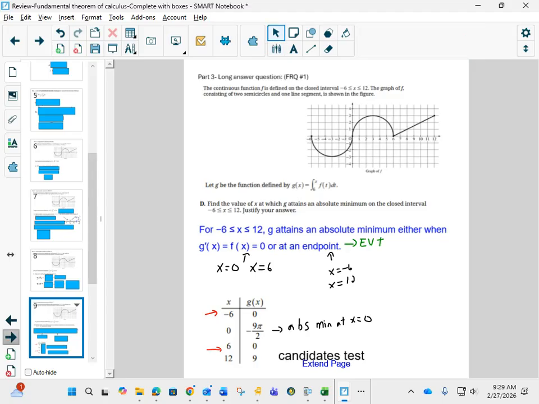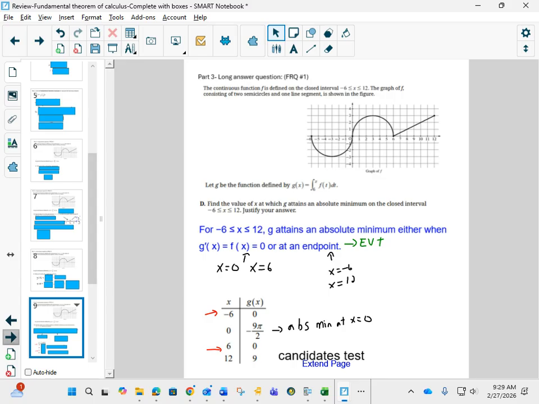This is typical on an FRQ to disguise one of your IVT theorems in the middle of it. Not disguise it, but they like to ask those, so have those ready in mind. The fact that the endpoints were included and you're asked for a maximum or a minimum, that's always an extreme value theorem question, where you find your critical points in the middle, but also check your endpoints.